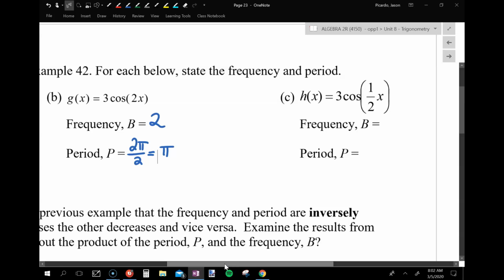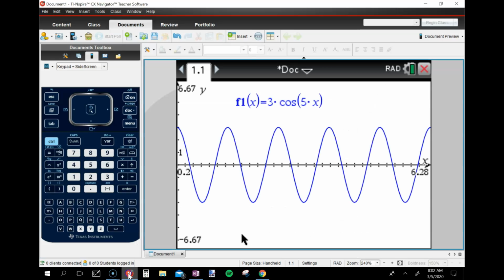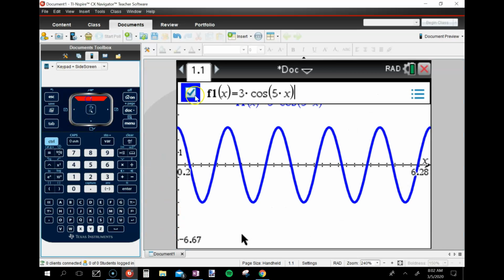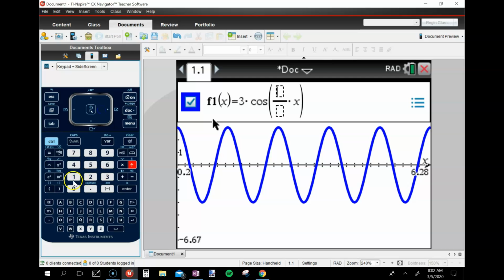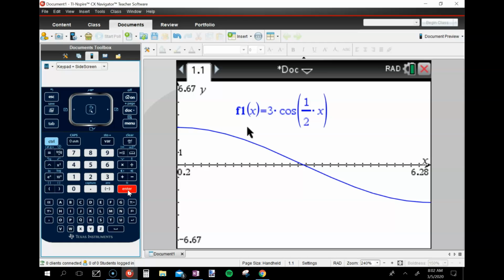What if I made it a half? We didn't do that, did we? What if I made this a half? What is going to happen? How much do I see? Do I see a whole cycle? No, because a whole cycle of cosine goes down and then has to go back up, right? So how much do I see? Half of it, right? I only see half of it.